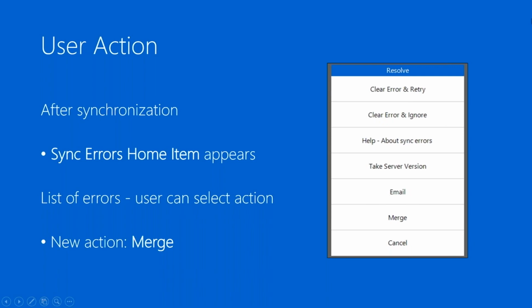Or the user can choose ignore, which means that the record will not be sent to the server at all, or until it is modified again. There is the take server version, which I think is obvious. So we will take the server record and override the local one. It can be emailed, this conflict, to some administrator. And the new option is merge.